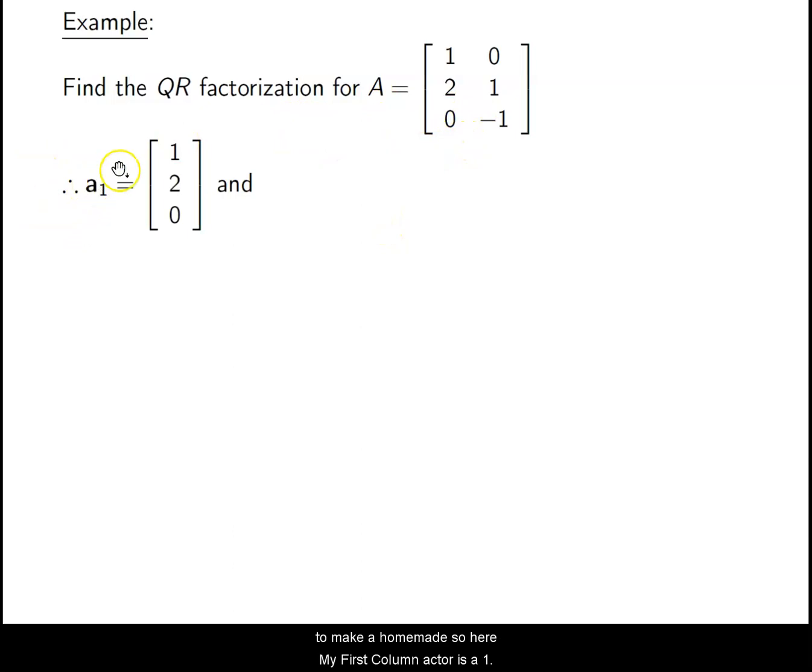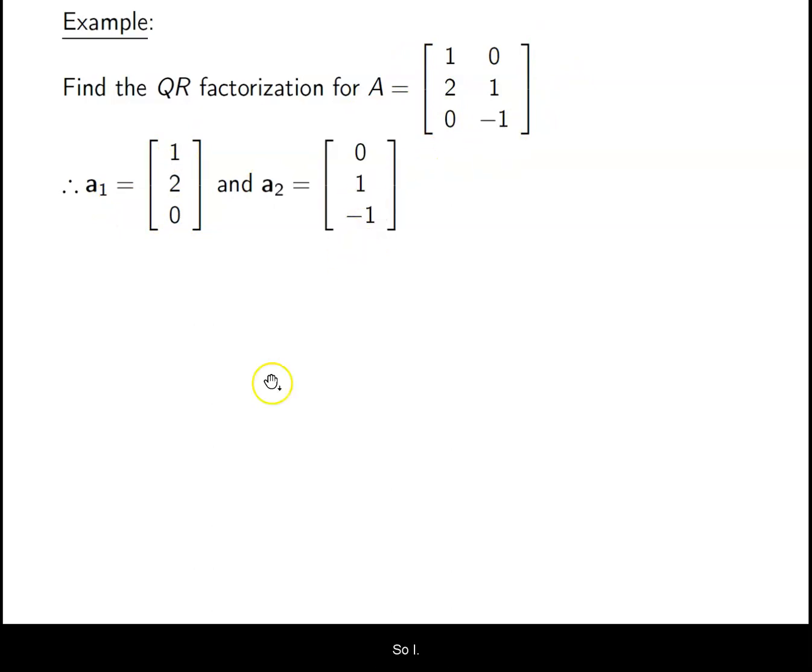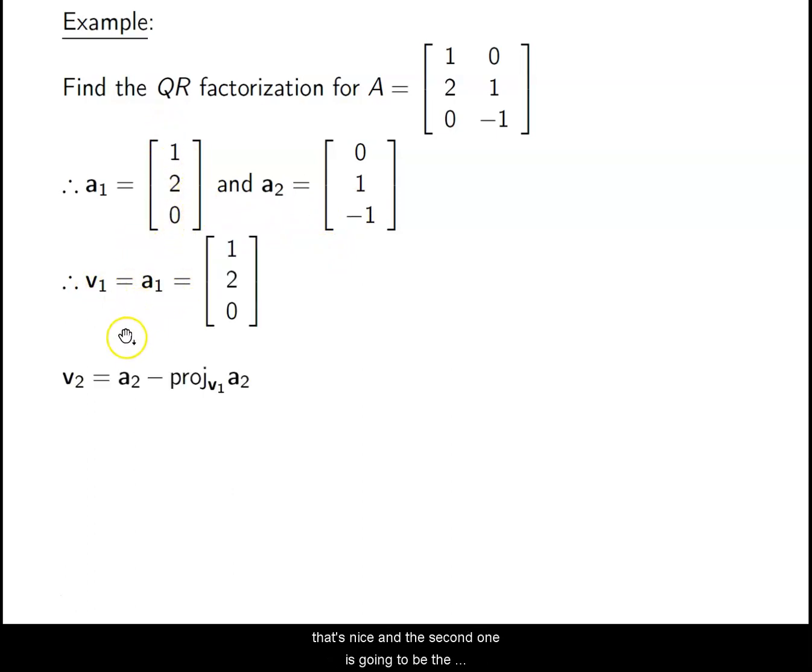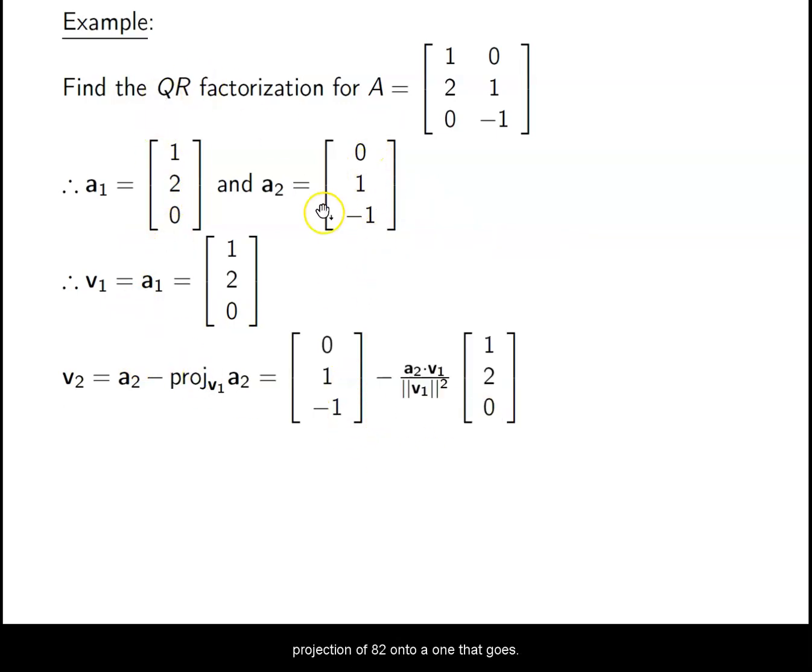So here my first column vector is A1, and my second column vector is going to be A2. So I apply the Gram-Schmidt process to these vectors to find my Q. For Gram-Schmidt, the first one is the first one. That's nice. And the second one is going to be the projection of A2 onto A1. So remember how that goes. You take the A2, you subtract the dot product between these over the length of the one you're projecting onto times the one you're projecting onto.